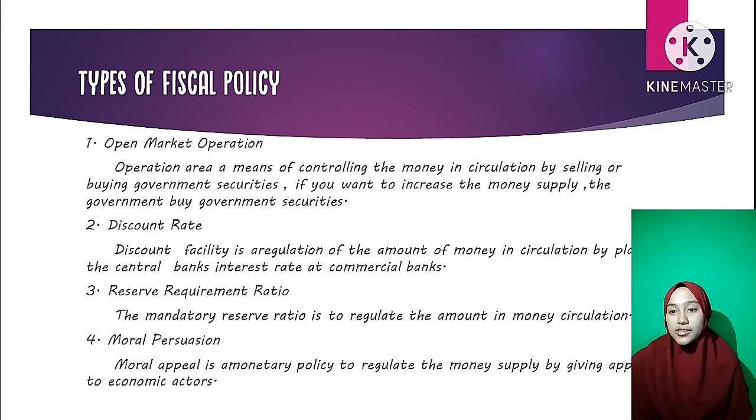3. Reserve requirement ratio. The reserve requirement ratio regulates the amount of money in circulation. 4. Moral persuasion. Moral persuasion is a monetary policy to regulate the money supply by giving encouragement to economic actors.